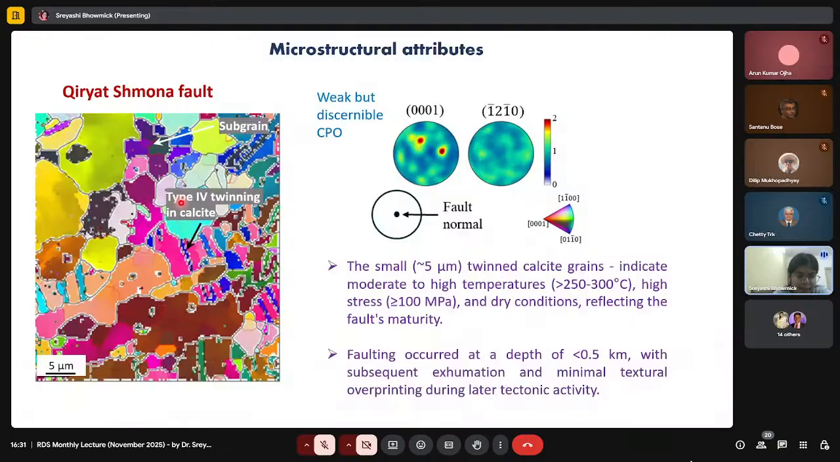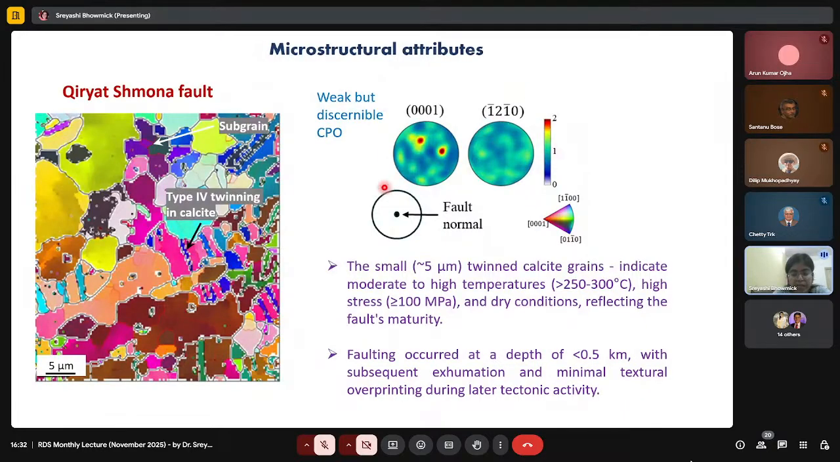So this type 4 twinning indicates a high temperature condition between 250 to 300 degrees Celsius. And when we see this type of twinning developing in the smaller grains, this indicates that the stress conditions were also relatively high, close to 100 megapascal, but we didn't see any evidence of fluid. So this occurred at a dry condition. And from previous studies, we know that the faulting occurred at a depth of less than 0.5 kilometer.